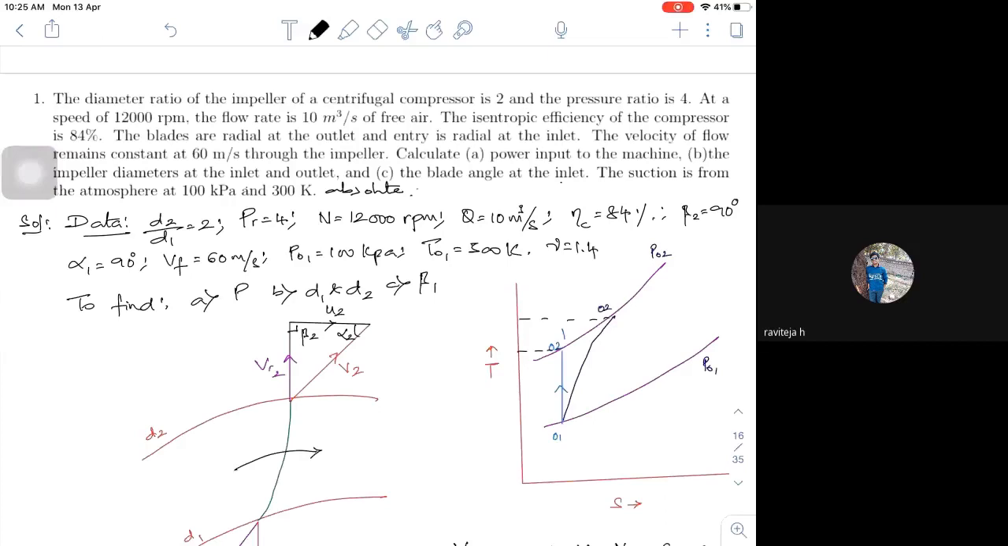That's another case. There may also be a case where beta 2 is not radial at the exit. Beta 2 will be some other number, a number less than 90 degrees. These are the conditions which you have to consider when solving.